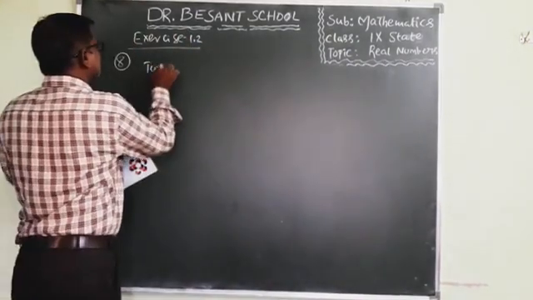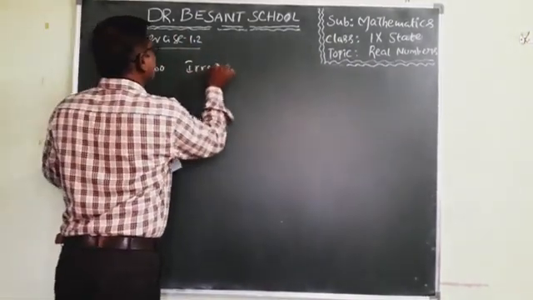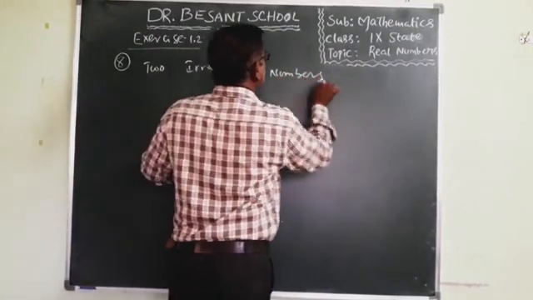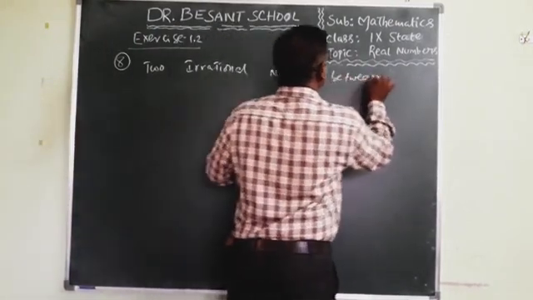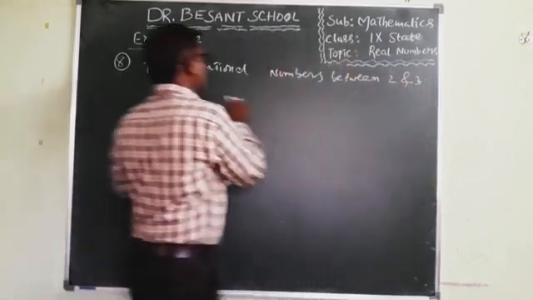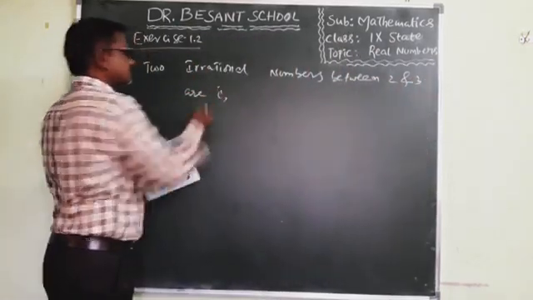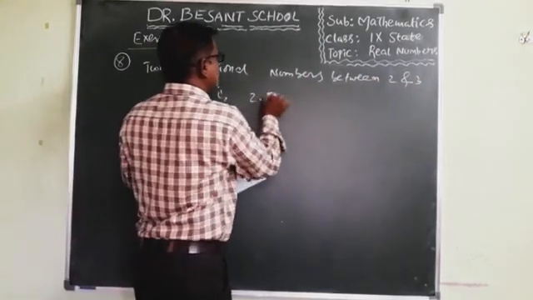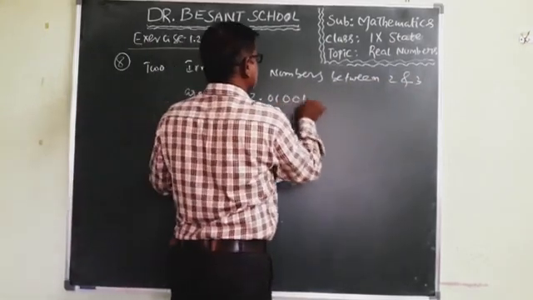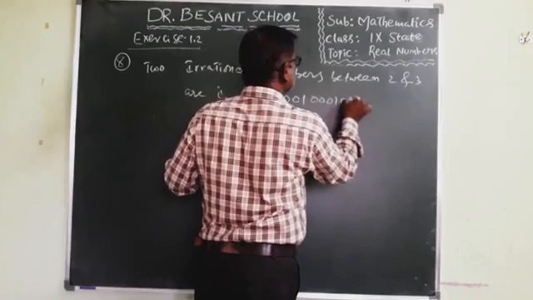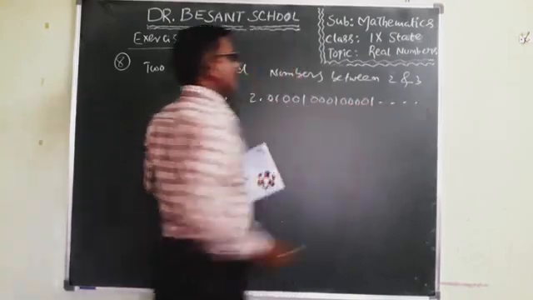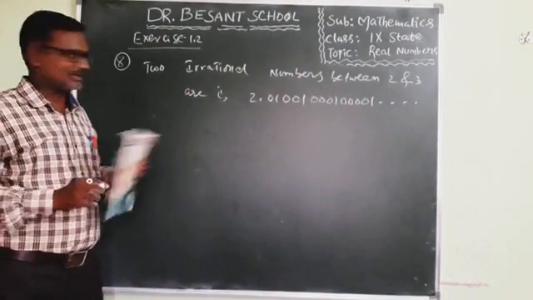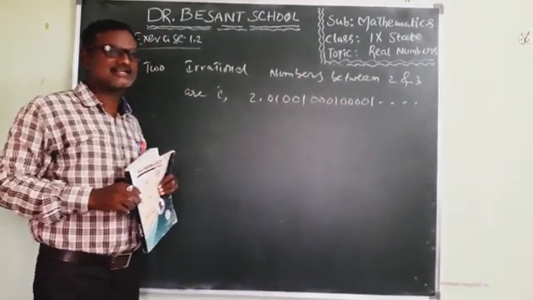2 irrational numbers between 2 and 3. See, what are the 2 irrational numbers between 2 and 3? So we write 2.01, 001, 0001, 00001, etc., and so on. It is a non-terminating, non-recurrent decimal after 2, before 3. So it is clearly a non-terminating, non-recurrent decimal. It is an irrational number.